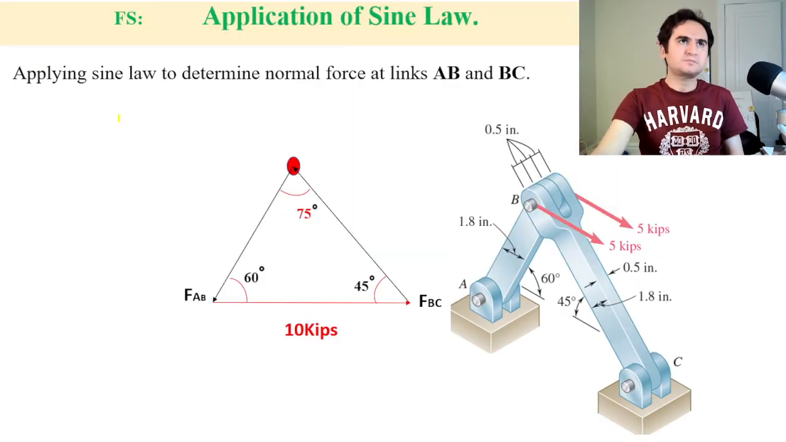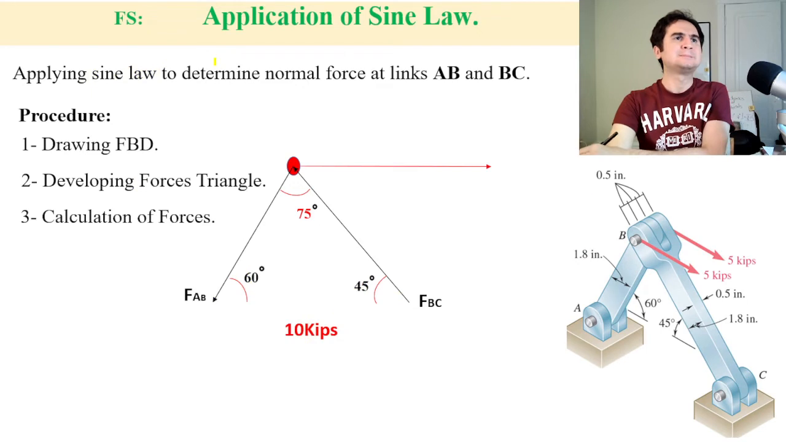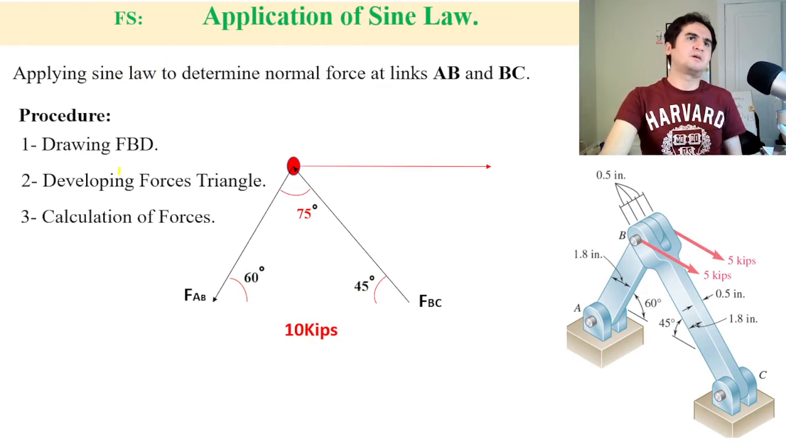So by applying the law of sines, you can create this triangle. I do have a 60 degrees here, and then 45 over there. If I just add these two forces together and draw them down and show them as a resultant force over here, and how that goes, by drawing a free body diagram of forces, developing the force triangles to apply the sine law, and then calculate the forces.